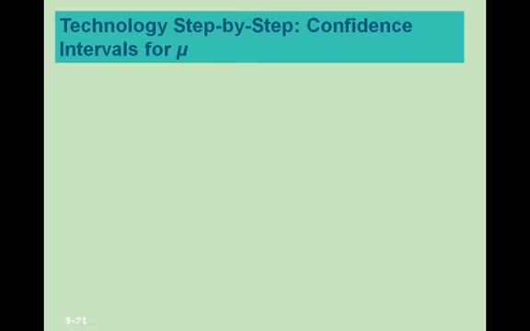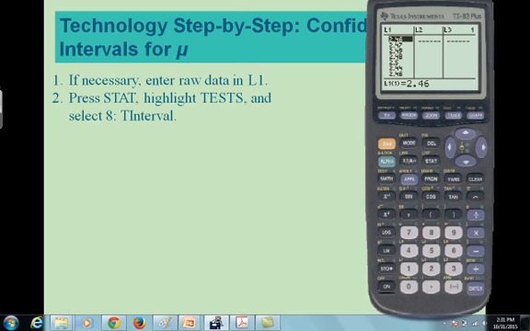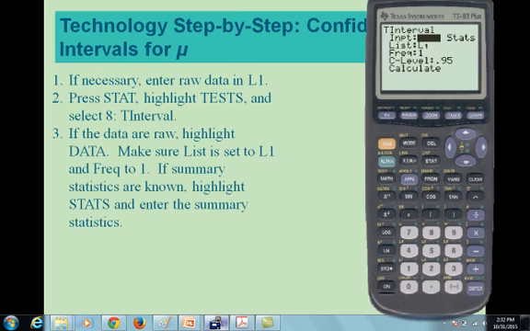So let's look at doing the same example on the calculator. When we're given raw data, we can enter those data values into a list. So we press Stat and hit Enter on Edit, and we type our data values into the list. Once all the data values are in the list, we press Stat, arrow over to Tests, and arrow down to number 8 for the T interval, and hit Enter. If the data are raw, then we highlight Data, and we make sure that the list is set to L1 and the frequency is set to 1.